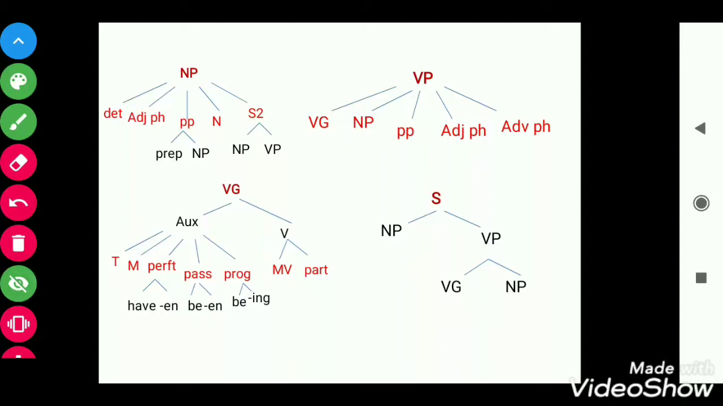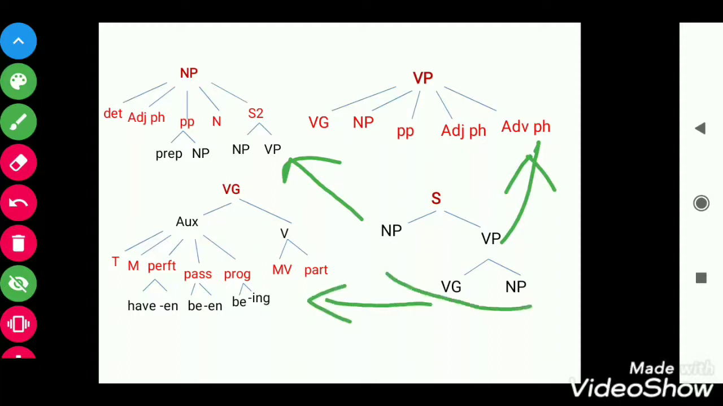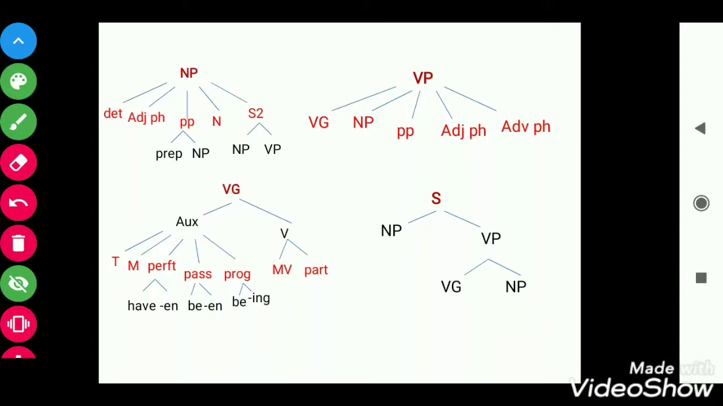So we have learned making deep structure. From S we can go to NP and VP. We have learned the structure of NP. We know the structure of VP. We know the structure of VG, and NP is again NP. So here is all about deep structure. Now we need to know the rules.